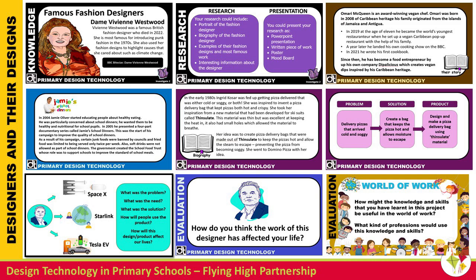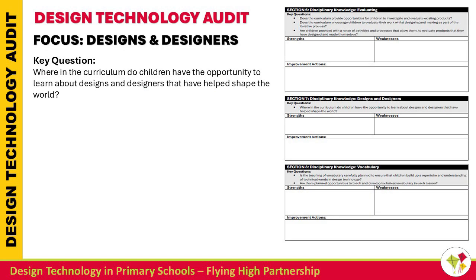When designing and making a robo-war vehicle, children could learn about the achievements of Elon Musk in developing the Tesla electric car, Starlink satellite Wi-Fi system, and the SpaceX rocket program, and how these might impact on daily life. As part of evaluating products, children can reflect on the knowledge and skills that they themselves have learned when creating the product, and how these might be used in later life and in the world of work. Section 7 of the Order of Provision allows you to identify opportunities for children to learn about designs and designers that have shaped the world.